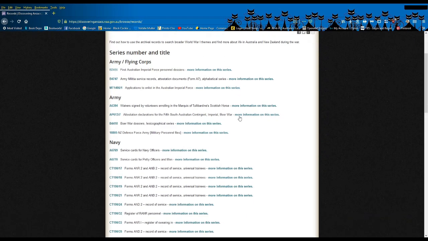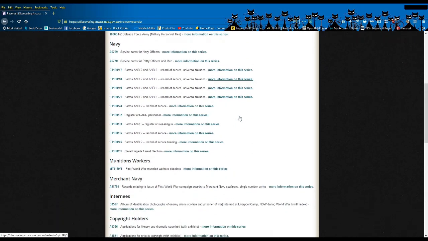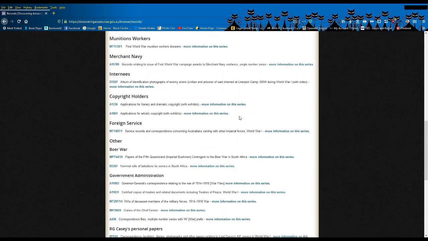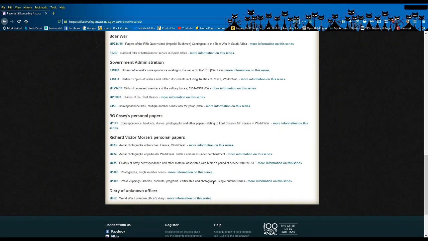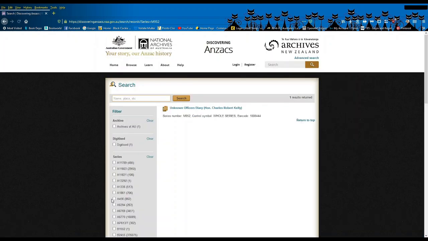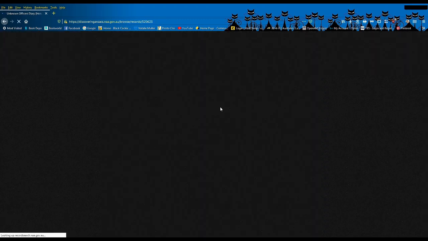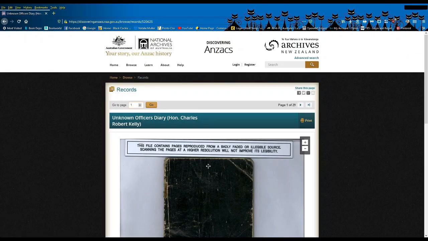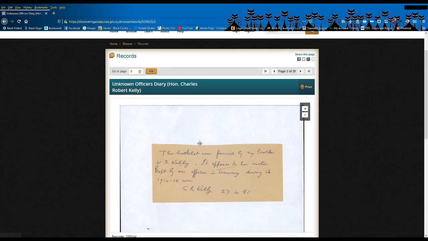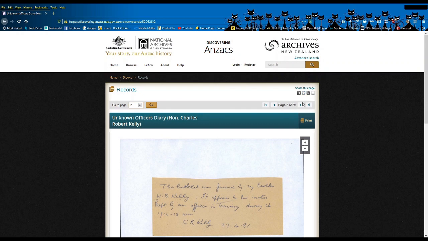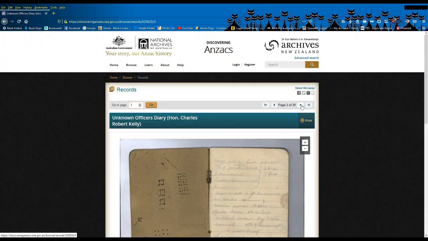So these are records that are on the site. They're from multiple different places. You can see them. And here's one that is a diary. It's literally a diary of a serviceman. So it's a primary source. Primary sources are so good. And as you can see, we can actually read it. You can flick through the pages and read it.